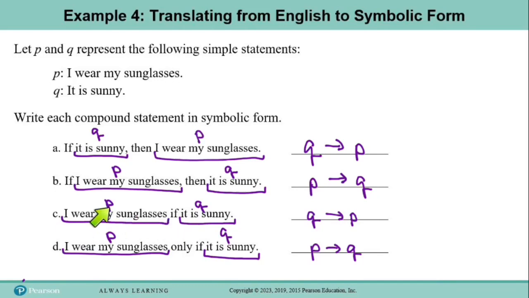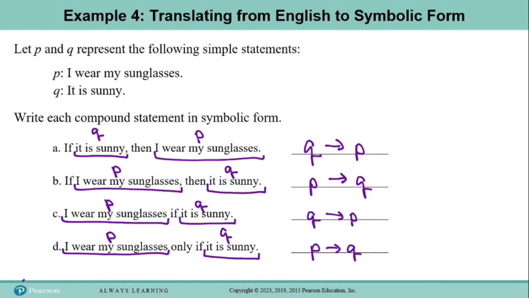In part C, we still have the P statement coming first, and we still have the Q statement coming last. But the difference is that we don't have the word "only" here. So in part C, where we had P if Q, we said that's equivalent to if Q then P, because the Q came after the word if.